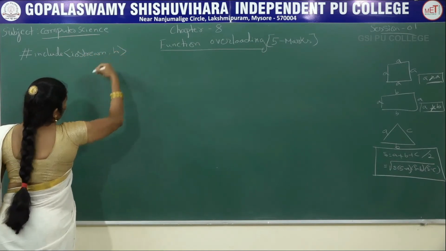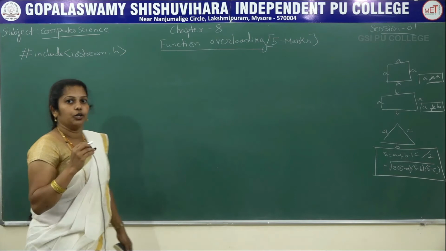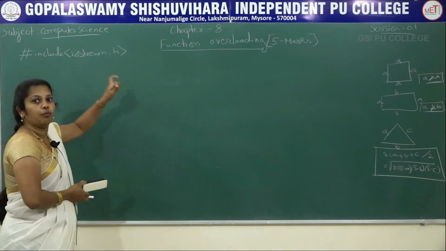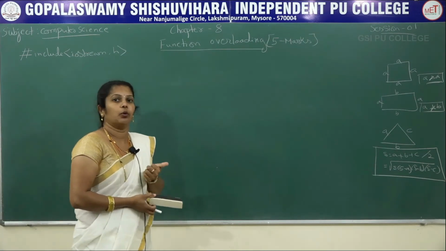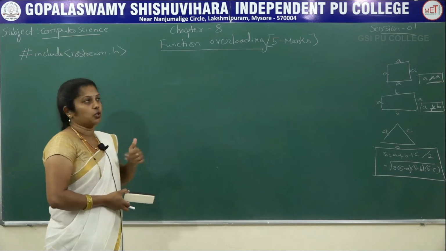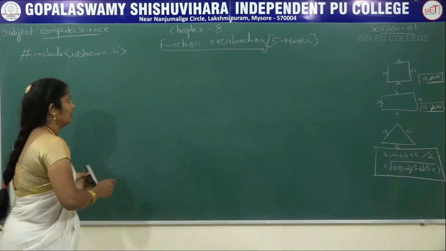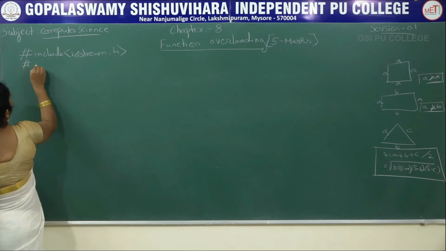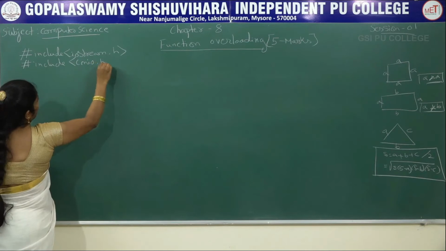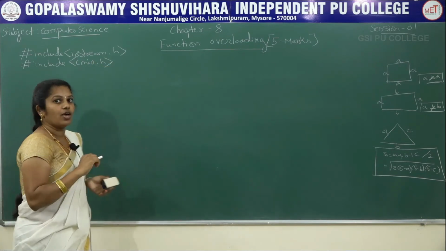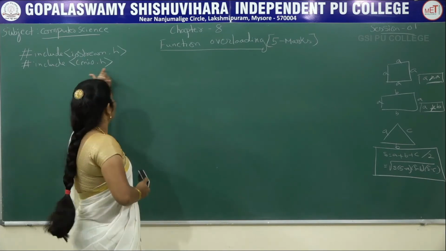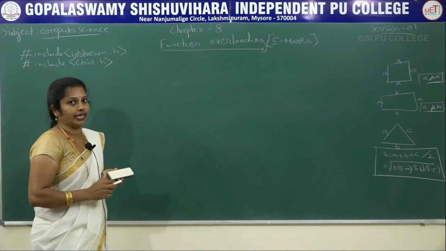iostream.h. This header file is required to perform input-output operations. That means in the program we are using cin as well as cout. If these two functions have to work, then we require this header file. Next, include conio.h header file. In the program we are using clear screen as well as getch. If these two functions have to work, then we require this conio.h.